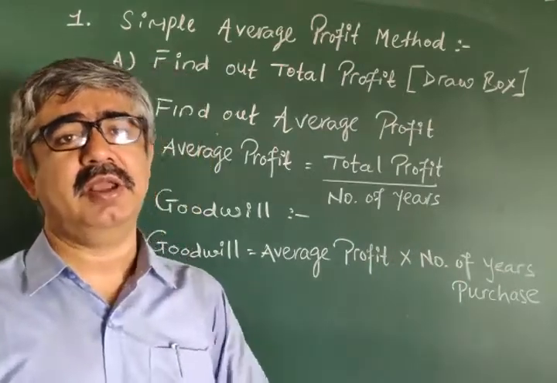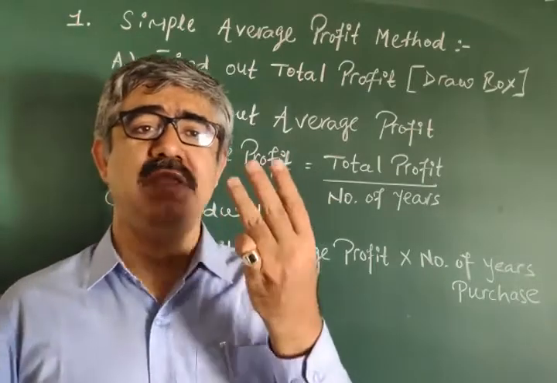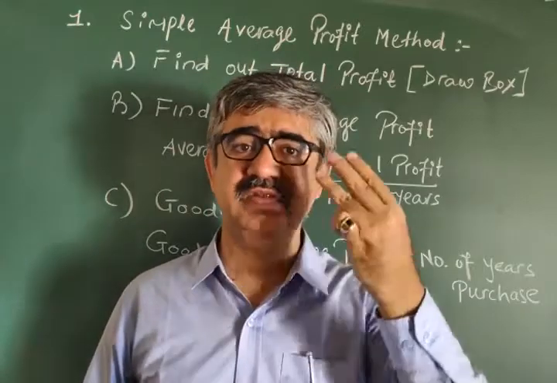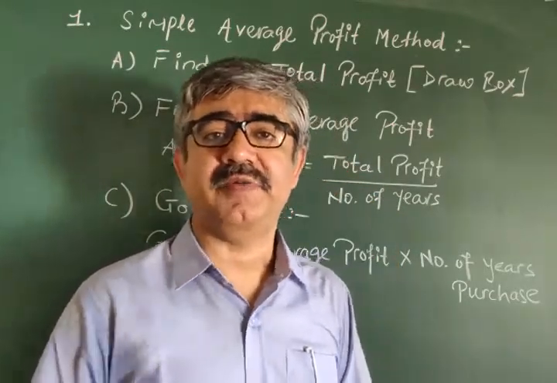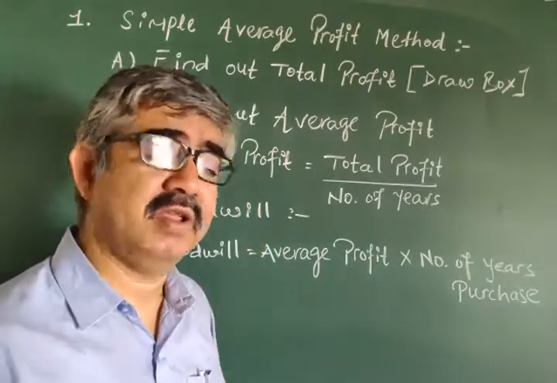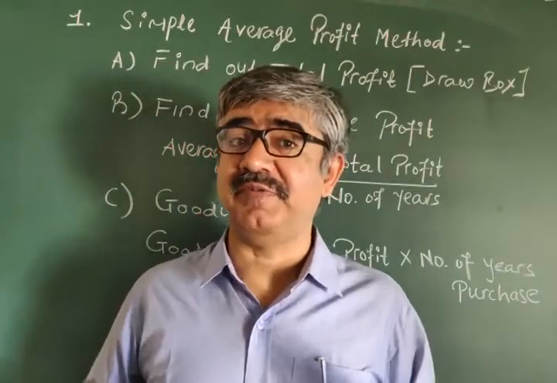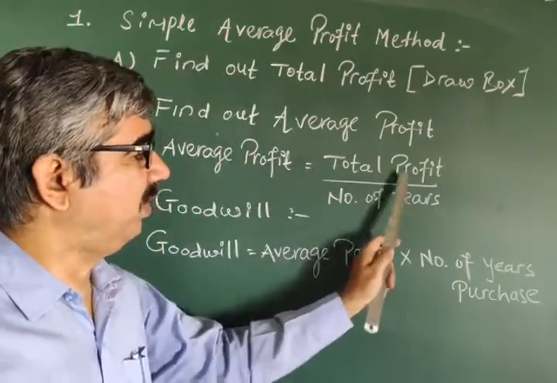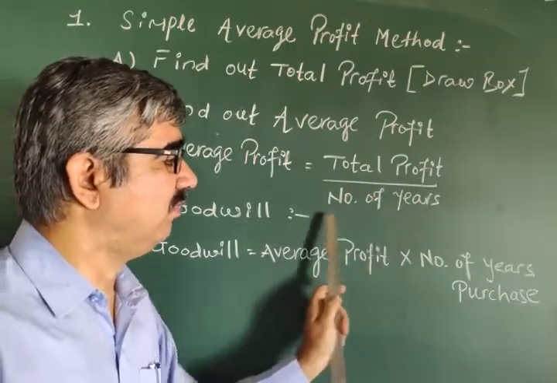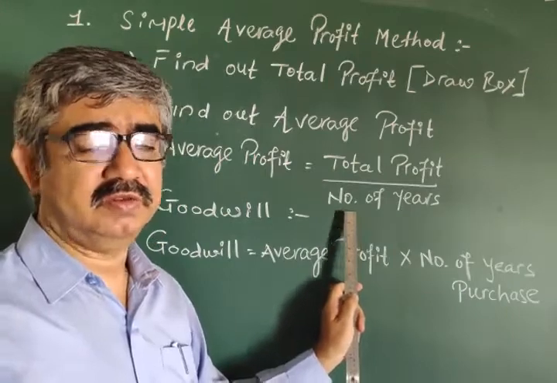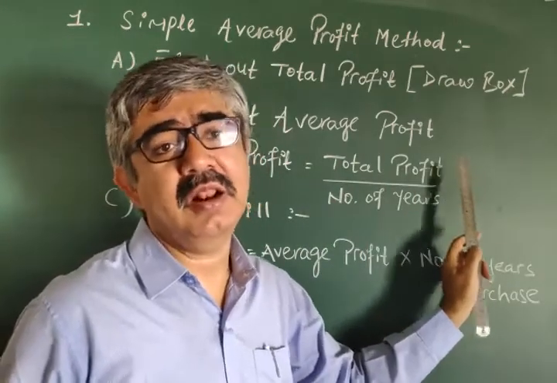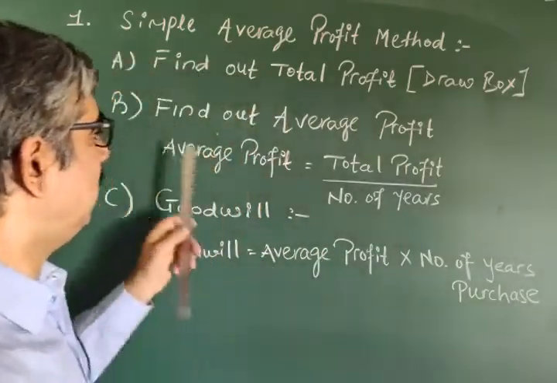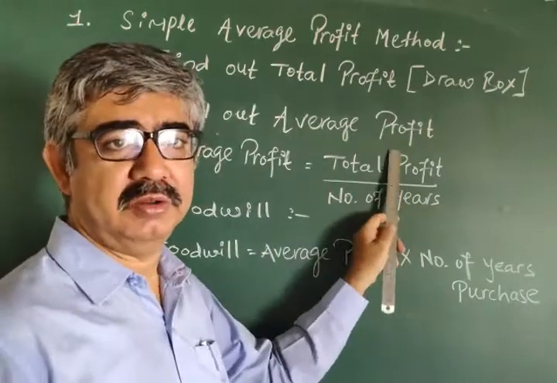In our example, let me repeat: 3 years, that is 17-18, 18-19, 19-20, so number of years is 3. The profit is 60,000, 40,000, 50,000, so the total profit is 1,50,000. Total profit 1,50,000, number of years 3. So the answer is naturally very simple, 50,000, that is 1,50,000 divided by 3. That is your average profit.